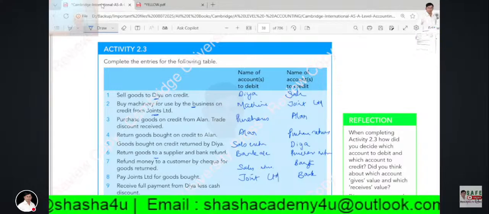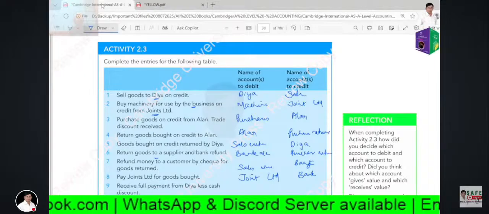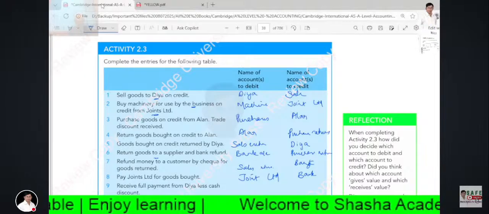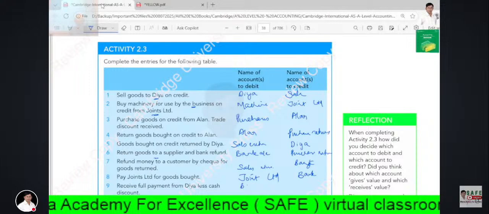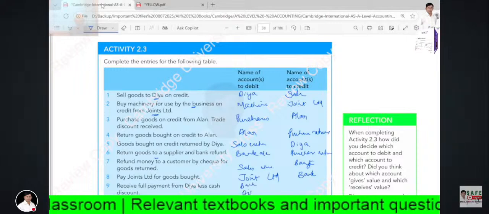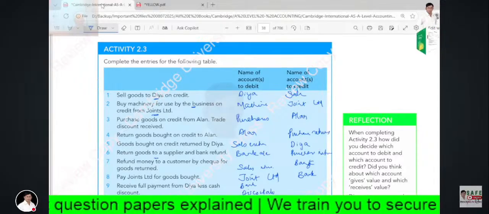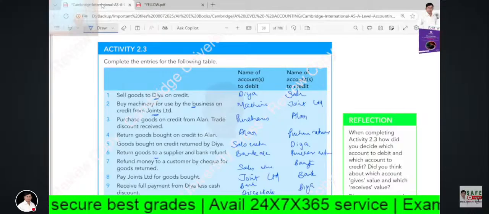Receive full payment from Dia less cash discount. So we have received payment from Dia. So we have received money in bank and we have given discount also. Discount allowed also will come because we have allowed discount. Discount allowed is a loss. And we have to credit Dia because she is the giver of money.